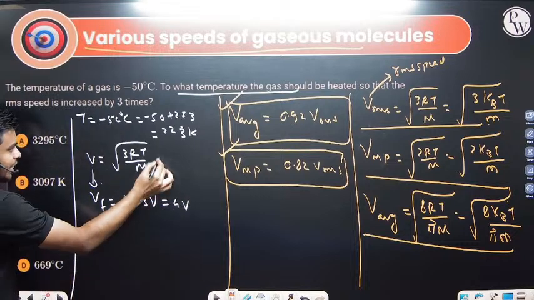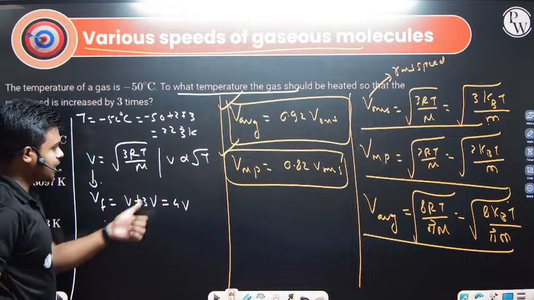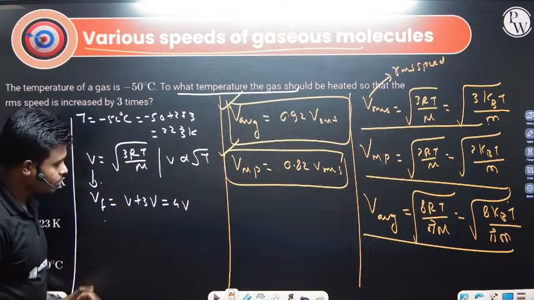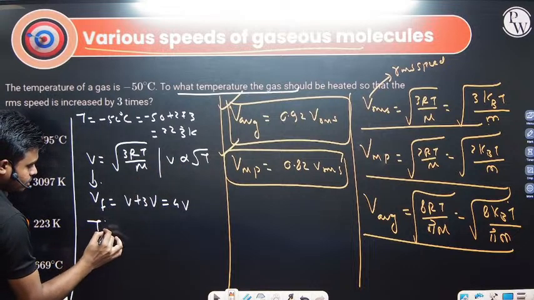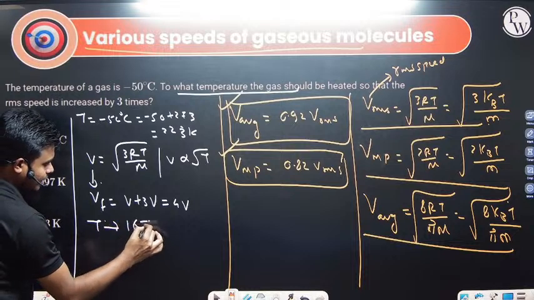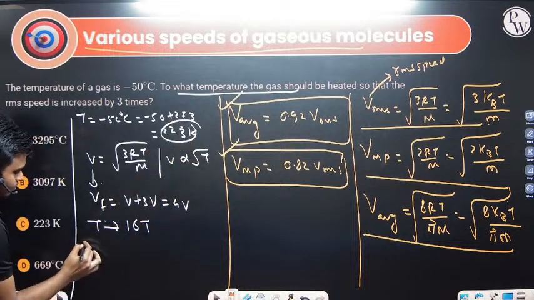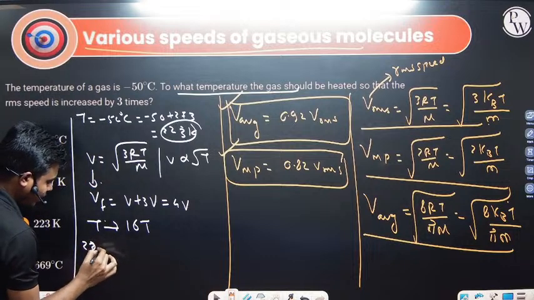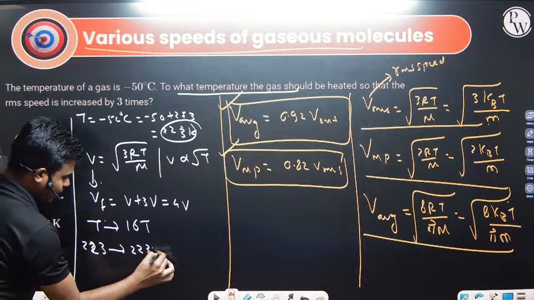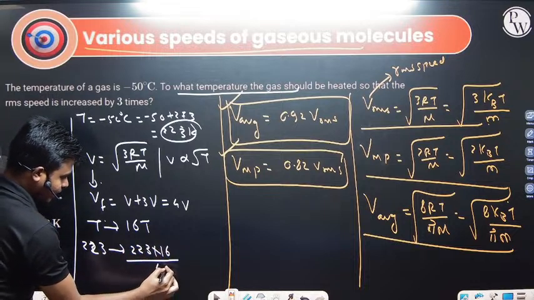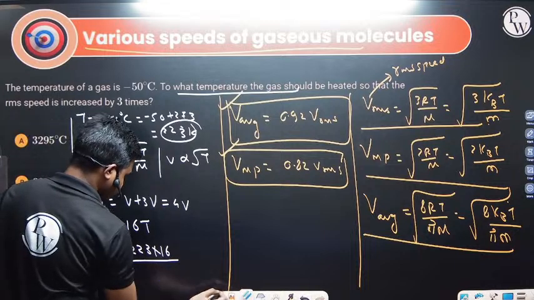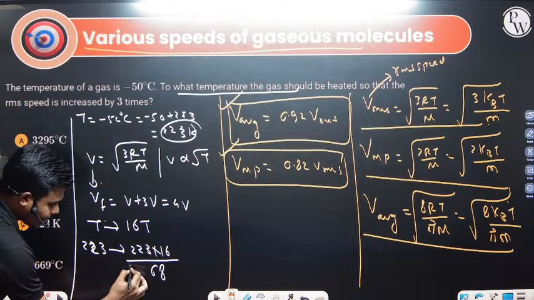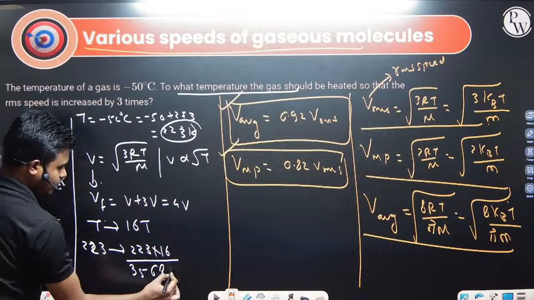As V is directly proportional to the root of temperature, if V is becoming 4 times, the temperature should become 16 times, because we have a root here. So the temperature should increase by 16 times of T. The initial temperature is 223, so the final temperature will be 223 multiplied by 16, which gives 3568 in Kelvin.